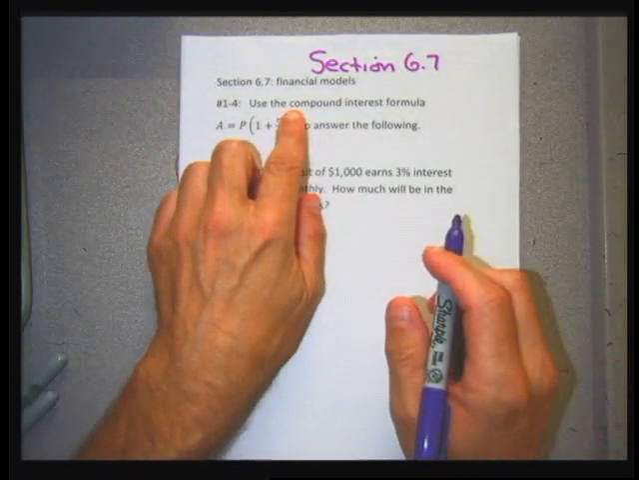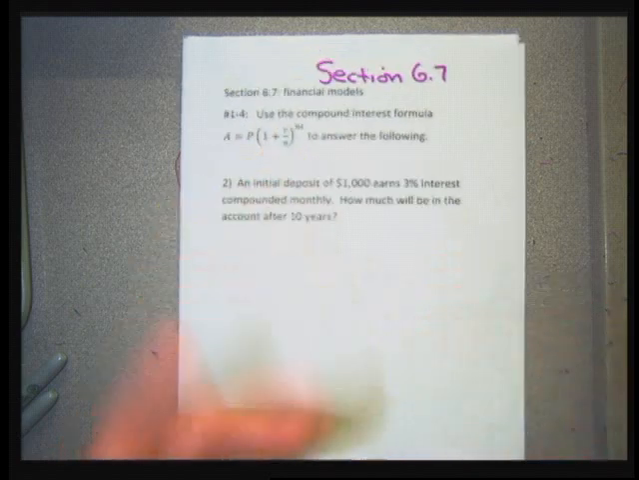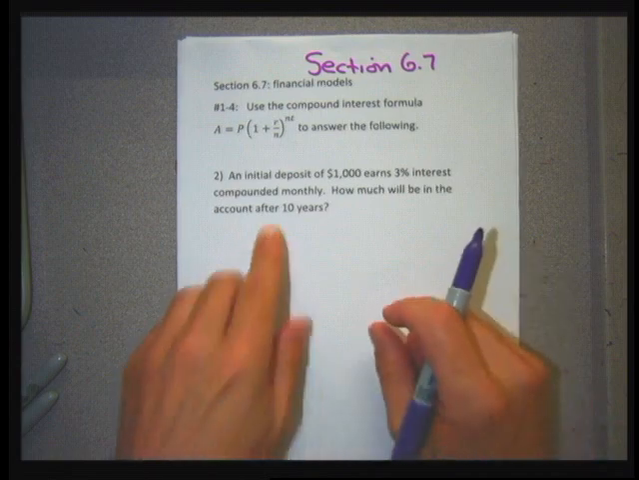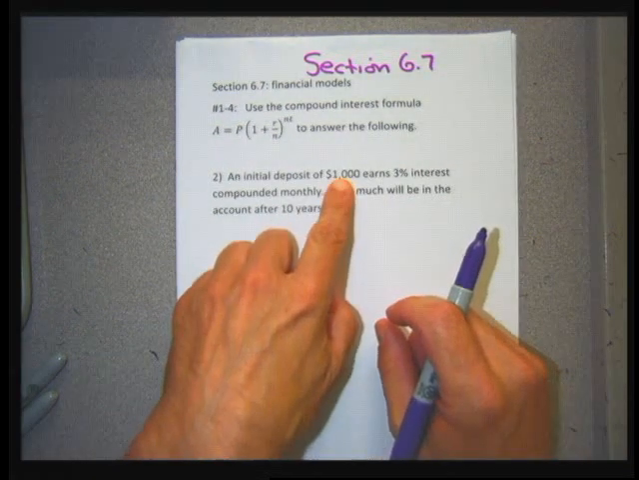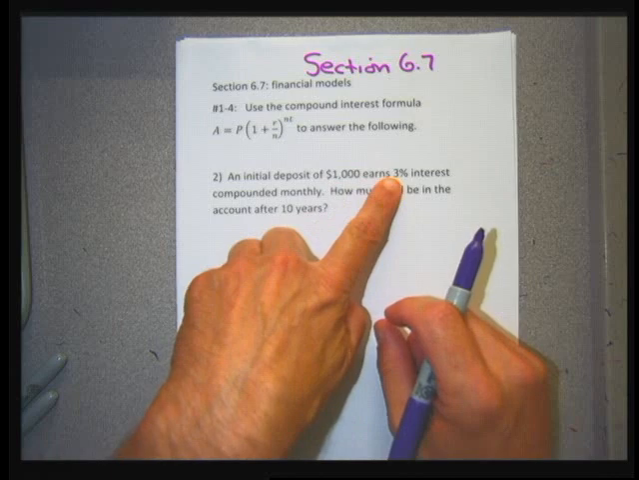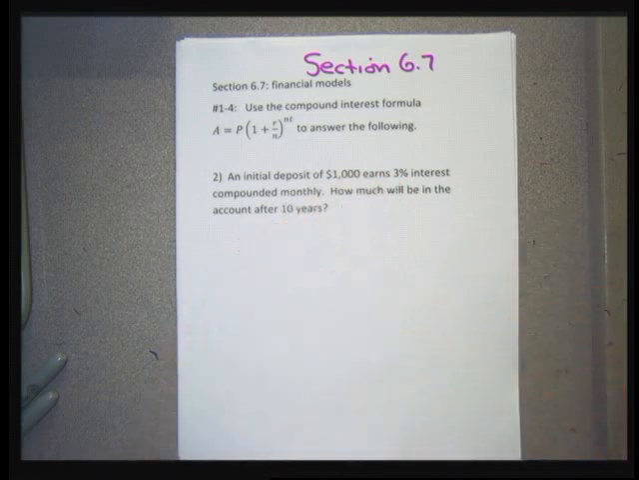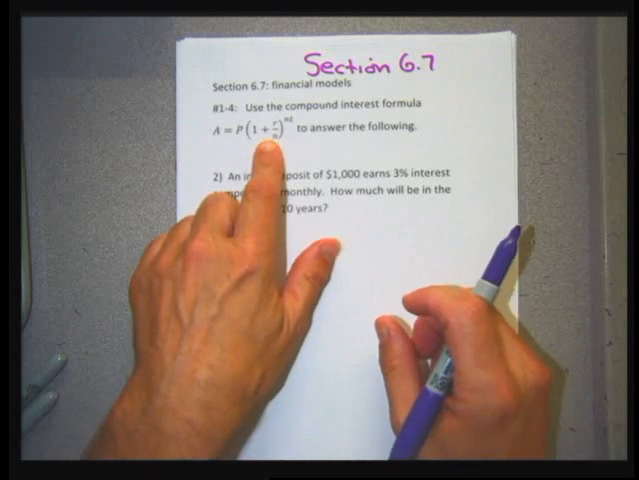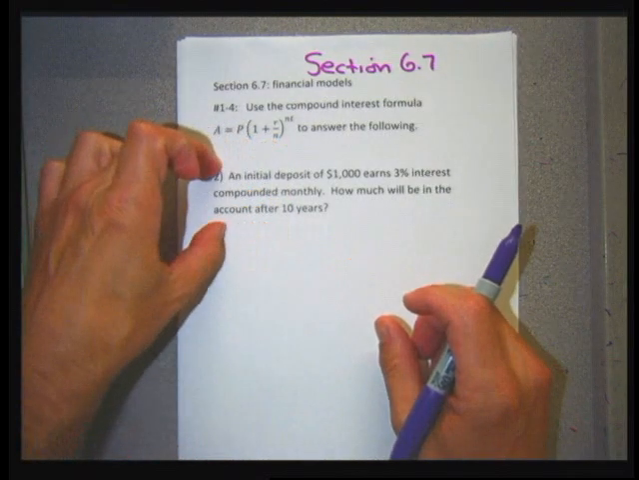This formula can be used to figure out how much your investment in a savings account might grow to over a given period of time. Like this question says, I have $1,000. It's earning 3% interest compounded monthly. How much will there be in 10 years? This is a classic formula that can be used to answer just that kind of question.